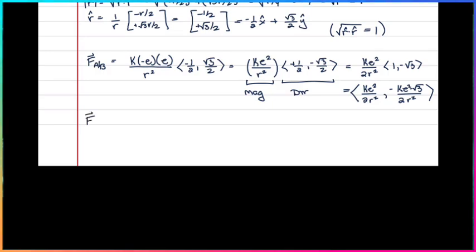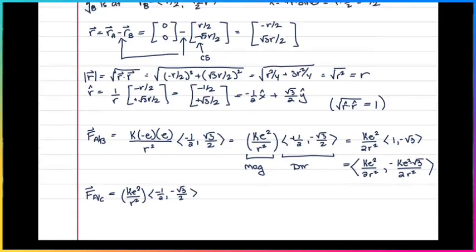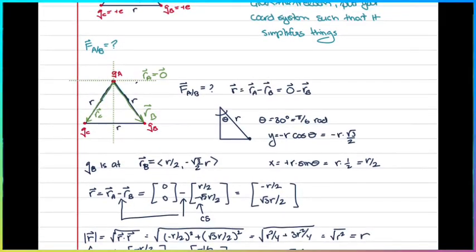Now, I'll let you try the force on A from C, and you should find that you get k e squared over r squared, and instead get negative 1/2, comma, negative root 3 over 2. Points left and down, which if we scroll up is what we expected. It should point left and down because they are attracted to one another.